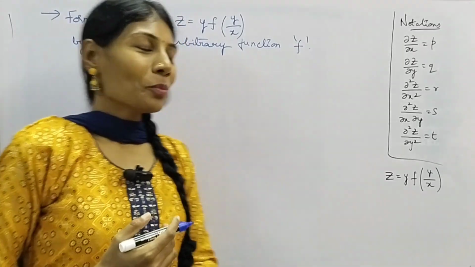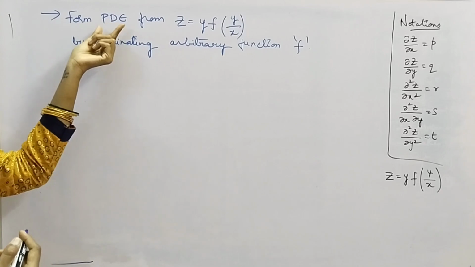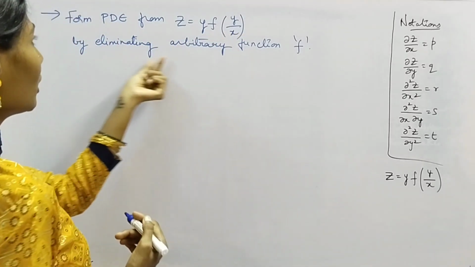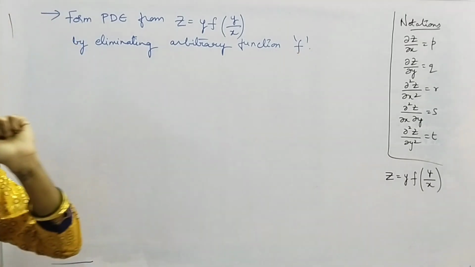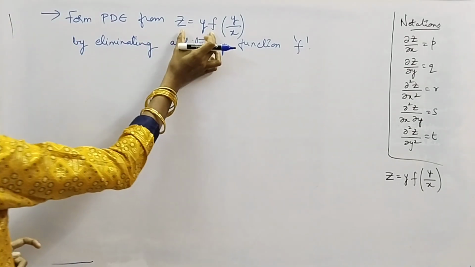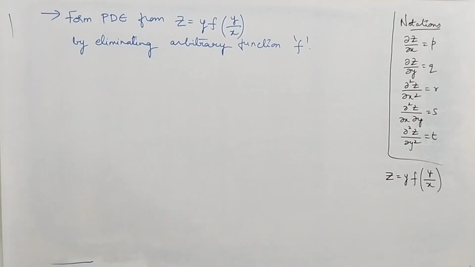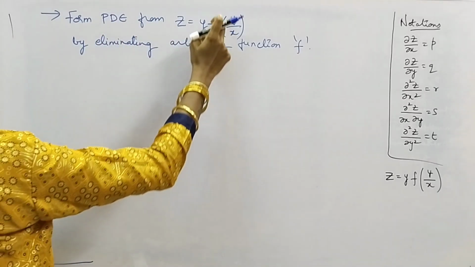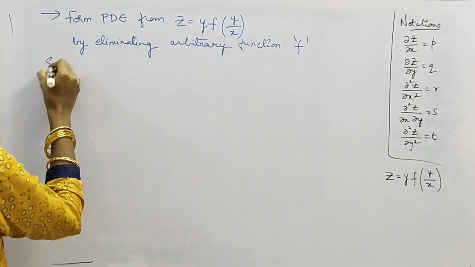In this video, we're going to see a problem from partial differential equation. So let's get going. Problem: form partial differential equation from z equal to y into f of y by x by eliminating the arbitrary function f. Okay. So we are given an equation or a relation z equal to y into f of y by x, and we are asked to form a partial differential equation by eliminating this f. Okay. Let's see.